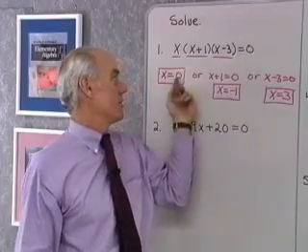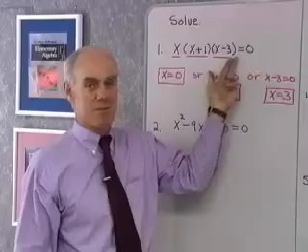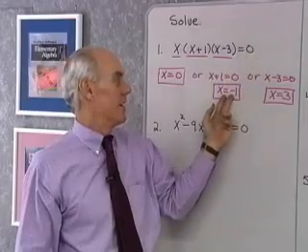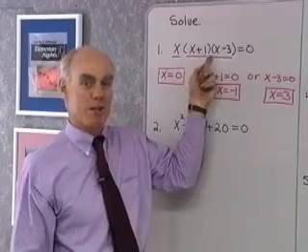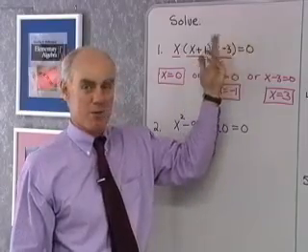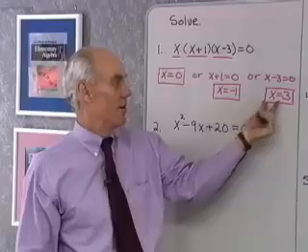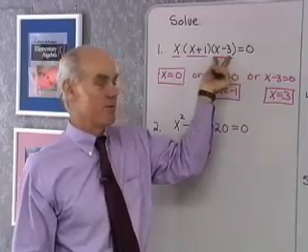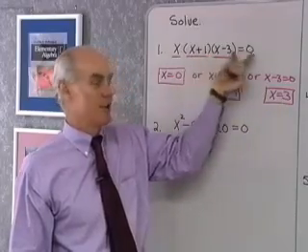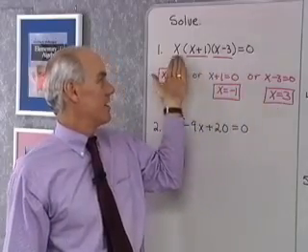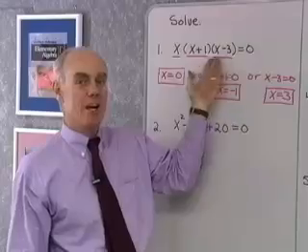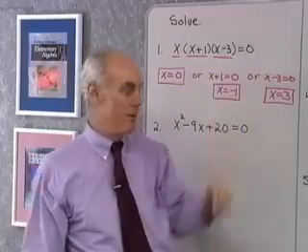If I let x be equal to 0, I have 0 times, it doesn't matter, I end up with 0. If I let x be equal to negative 1, I have negative 1 times negative 1 plus 1 is 0, so it doesn't matter what comes next, the product is going to be 0. And if x is 3, this factor right here is 0. 0 times anything is going to give me 0. So here's my three solutions, and I find them by taking this factored form right here and setting each of the factors equal to 0.